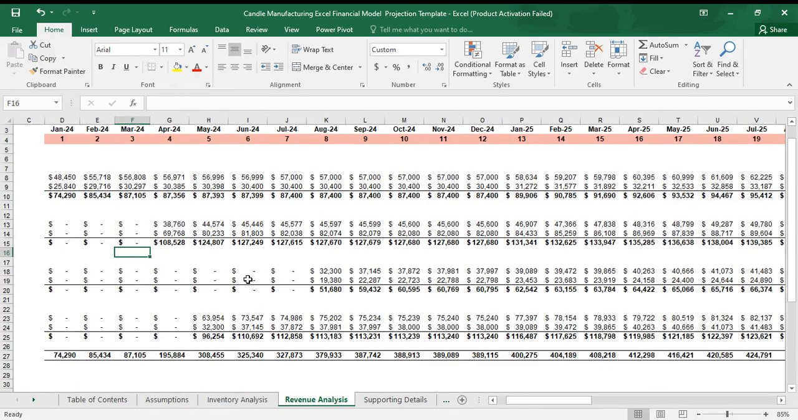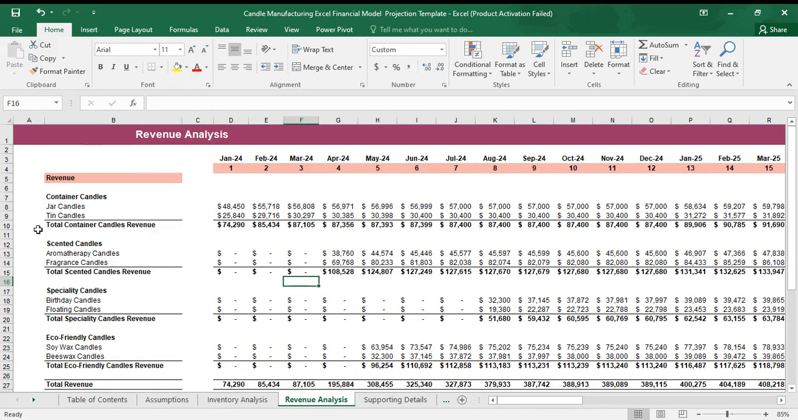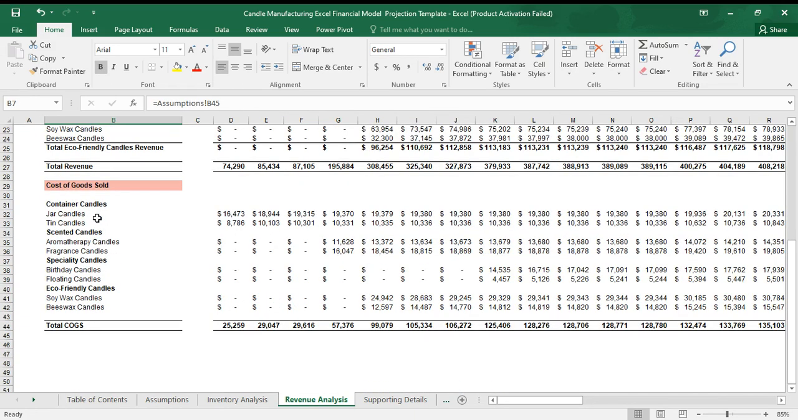Next is the revenue analysis sheet. Here we have calculated the total revenue being generated from each of the products and also the cost related to each of these product categories or products.